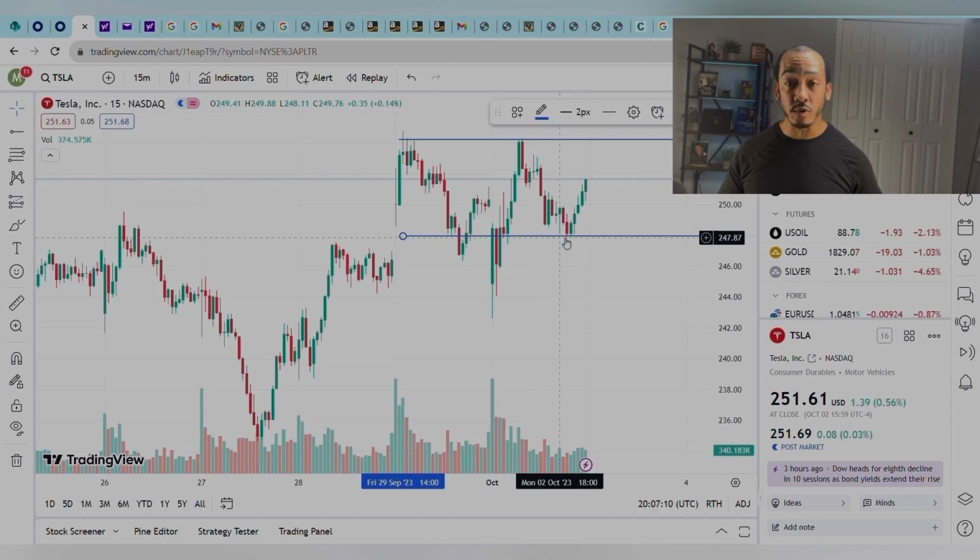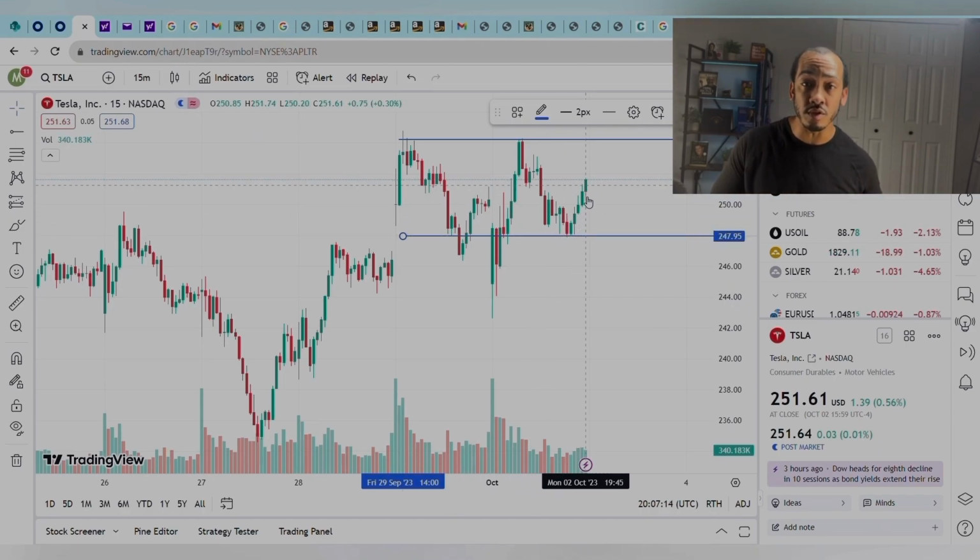You got to use multiple things with your trade. Don't just use support and resistance. Don't just use the chart patterns. Use everything to your advantage.